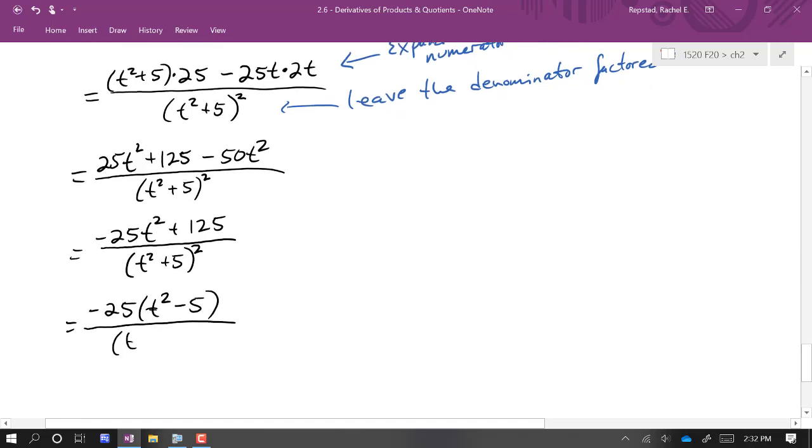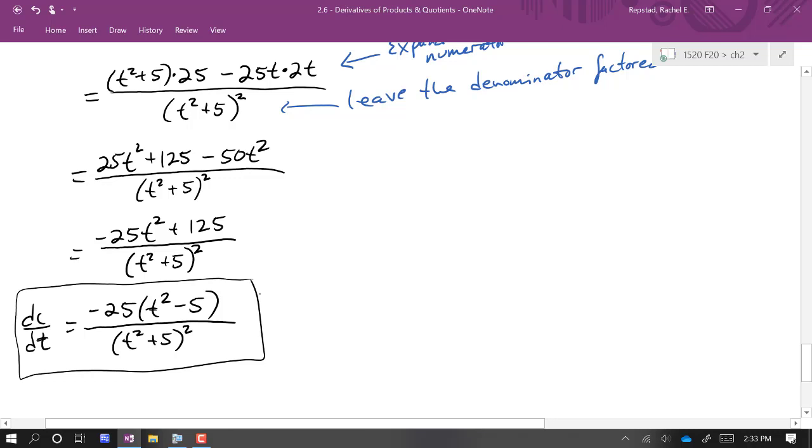And when you look at this, I look at this and I think, oh man, it's so close to being able to cancel something, but we just can't, right? So t squared minus 5 and t squared plus 5 are just totally different factors, and there is no reducing we can do. So here is our derivative. This is the instantaneous rate of change of the concentration with respect to time. So we've done what they've asked us to do, but now let's do some analysis.